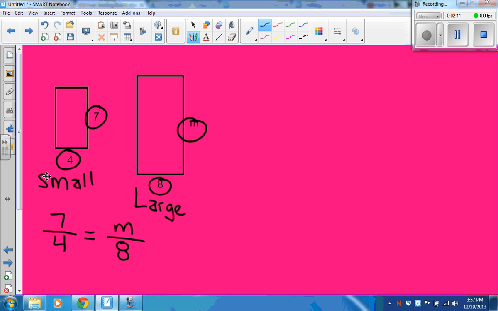So how do we go from 4 to 8? Well, you multiply by 2. If we do it on the bottom, then that means we have to do it on the top. So 7 times 2 is 14. So m equals 14, and that's our answer. Okay? This one was fairly easy since it worked out nicely with our scale factor. Let's look at the next one.